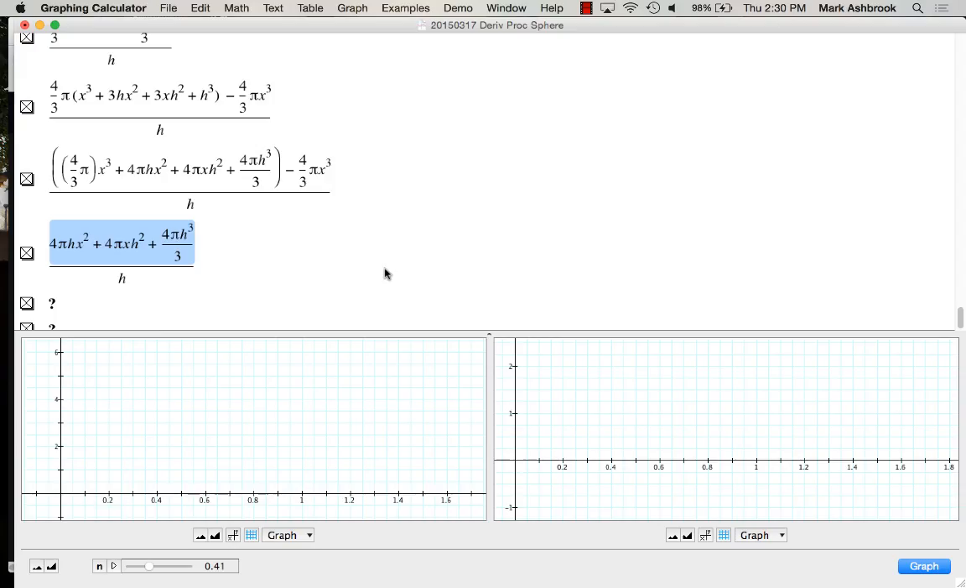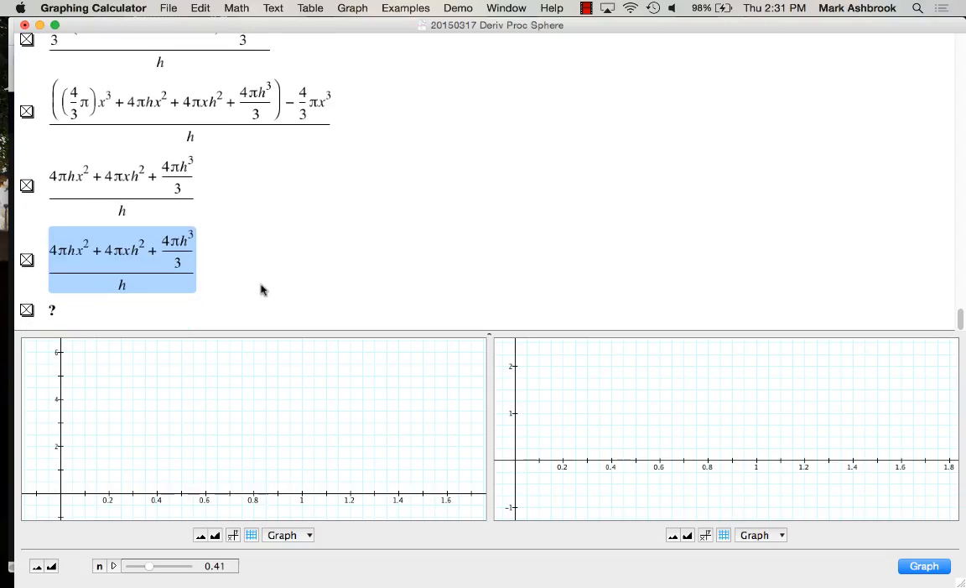And what's true about every one of those three terms? They have 4 pi, that's true. But there's something else that they have. Yeah, the key is that the ones that are left all have h. Watch, I'm going to highlight the h there and get the hand on it, and then pull it out. I just factored out the h, and so why did I do that? Yeah, so now that h over h simplifies to 1.